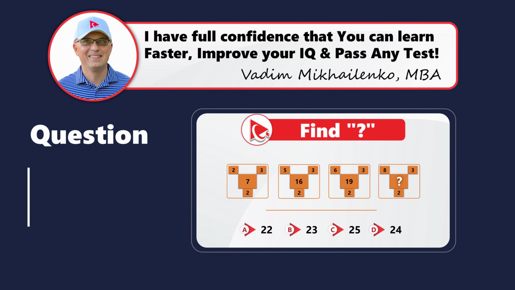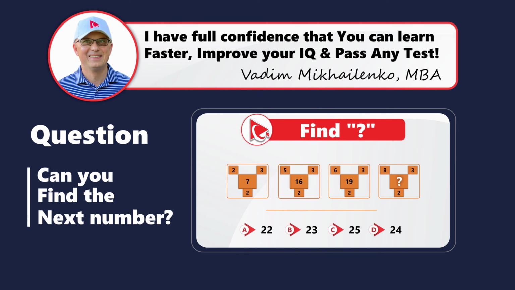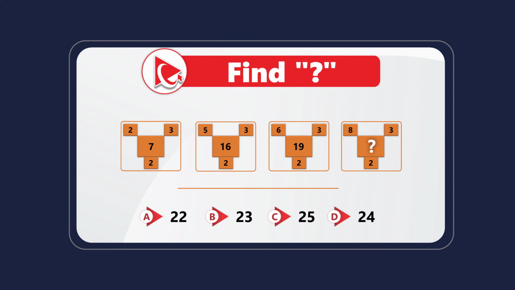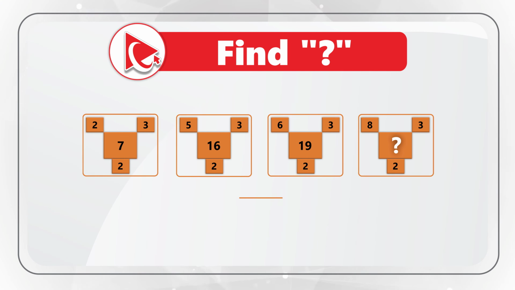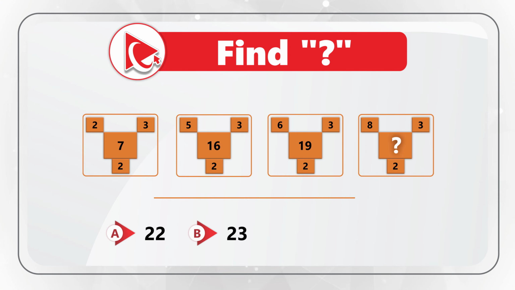Here's the question of intermediate complexity we frequently see on the test. You're presented with 4 shapes, and one shape has a missing number in the middle. You need to calculate the pattern and calculate the missing number, selecting it by one of 4 possible choices. Choice A, 22. Choice B, 23. Choice C, 25. And then last but not least, choice D, 24. Take a close look at the shapes and see if you can calculate the pattern.